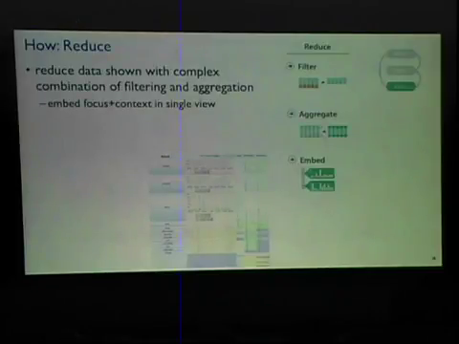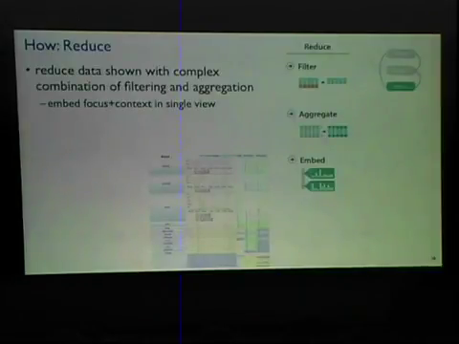And so a lot of visualization comes down to interesting complex combinations of filtering and aggregation. One whole set of families of idioms has to do with trying to combine filtering and aggregation together where you've got focus and contextual information in one view.